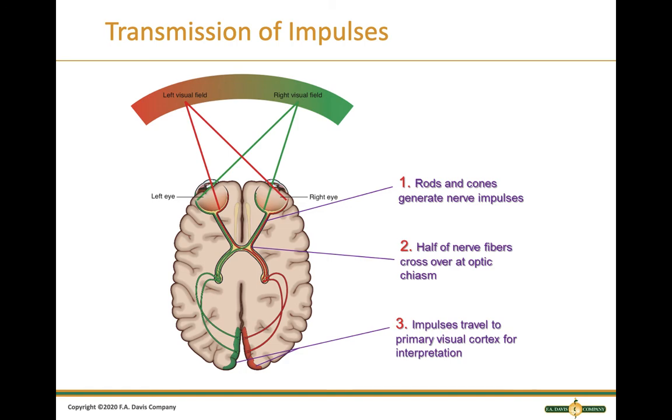Alright, this shows how we see. So the rods and cones turn the light into nerve impulses, and then they send it back through the optic nerve, which crosses at the optic chiasm. Some of the information is going to go to both sides of your brain, and then in the visual cortex, which is back in the occipital lobe, it's going to be interpreted.